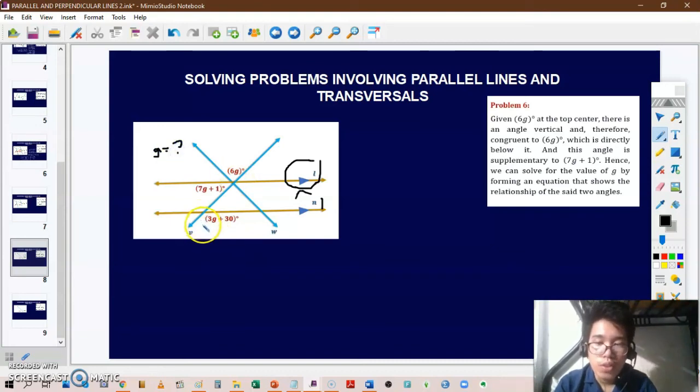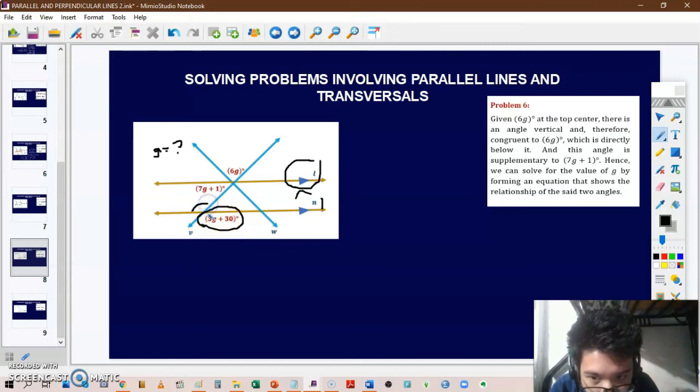If you look closely here, we have 3G plus 30, the third angle there at the bottom. So we have the quantity 3G plus 30 degrees. What's its vertical angle? This is the angle 3G plus 30, so its vertical angle must also be equal to 3G plus 30, essentially.